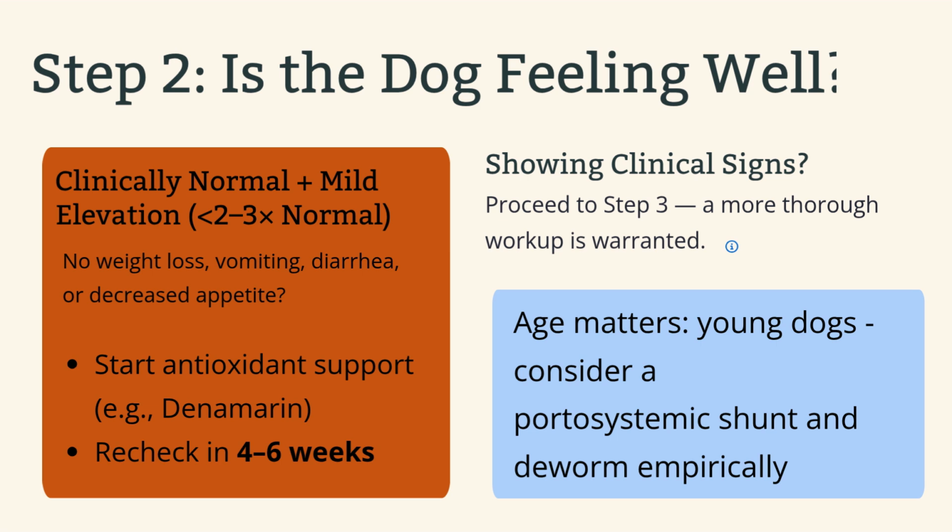Because if the dog is looking clinically normal, meaning you don't see any signs of weight loss, there's no vomiting reported, no diarrhea reported, no decreased appetite, and you see that the elevation is mild, less than 2 to 3 times normal, you can try treating them first with an antioxidant, something like denamarin, and then recheck the liver value in 4 to 6 weeks.